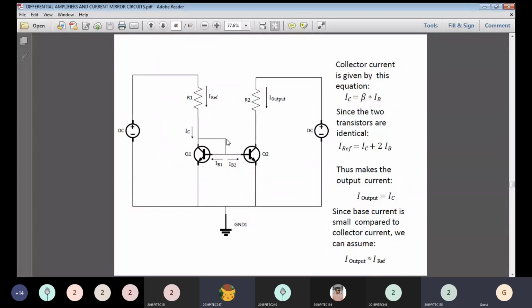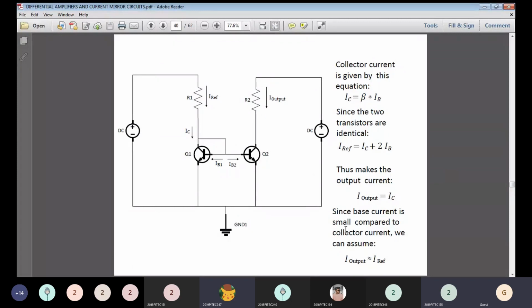Here the 2 IB is flowing and dividing into two paths, IB1 for transistor 1 and IB2 for transistor 2. That makes the output current. So what is the overall output current here? It is the transistor Q2 collector current we mentioned, so that is the output current.